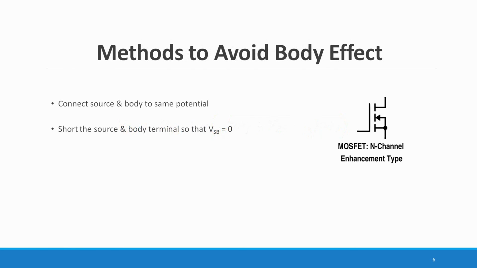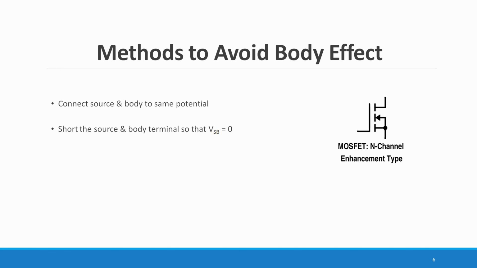So what are the methods to avoid this body effect? The first method is to connect the source and body to the same potential. Like, I will connect both source and body to say 1 volt or 2 volts, so that the resultant source to body voltage will be 0. But due to some thermal conditions or electron and hole movement, there may be the possibility that the source voltage or body voltage gets altered, and again a VSB voltage will be generated.